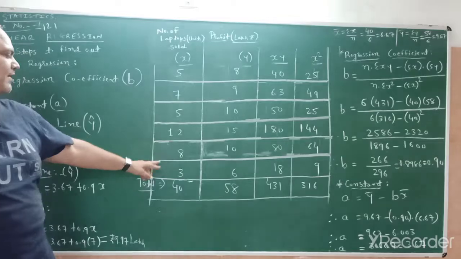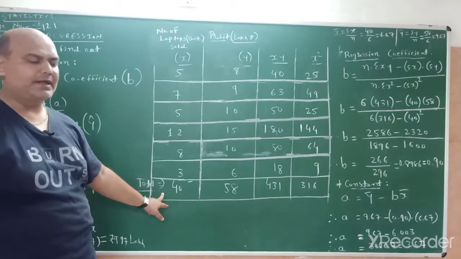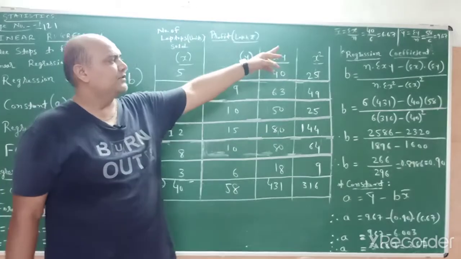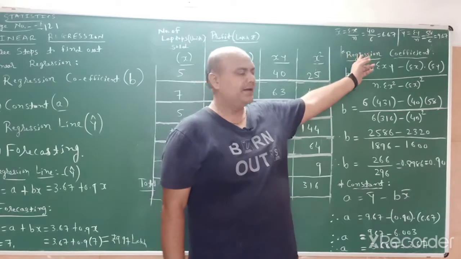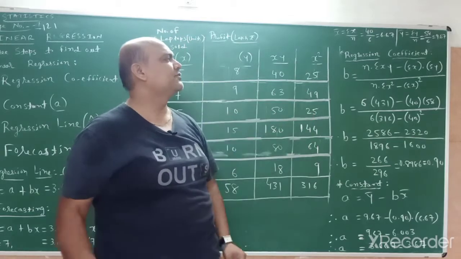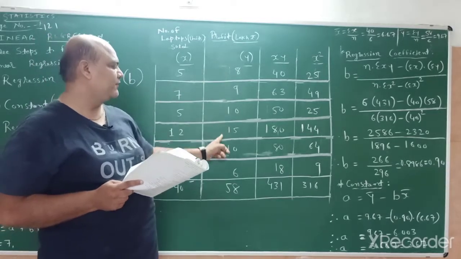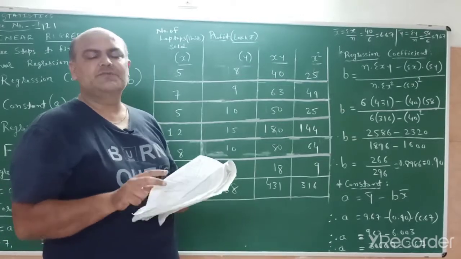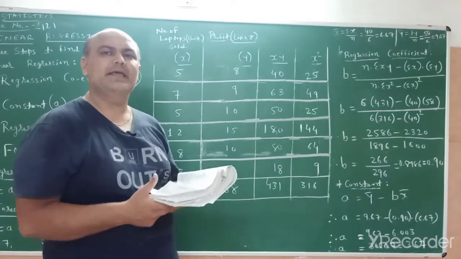First we find x bar and y bar. Total of the column of x, that is sigma x, is 40. Total of the column of y, that is sigma y, is 58. X bar is equal to sigma x upon n. So 40 upon 6, that is 6.67, and y bar is equal to sigma y upon n, that is 58 upon 6, where 6 means number of pairs: 1, 2, 3, 4, 5, 6. That is 9.67. X bar and y bar we can use when we find the constant, that is a.